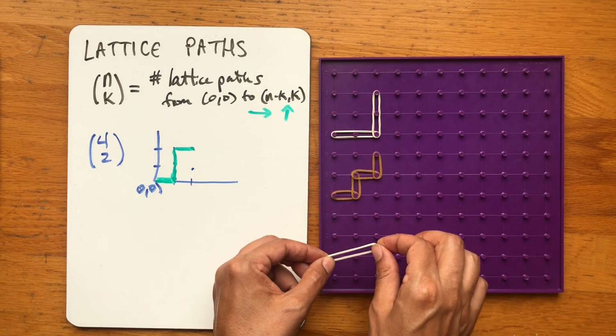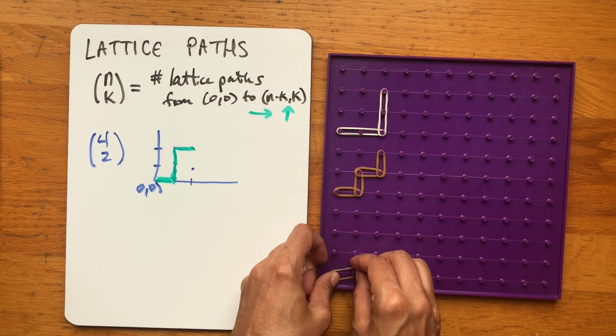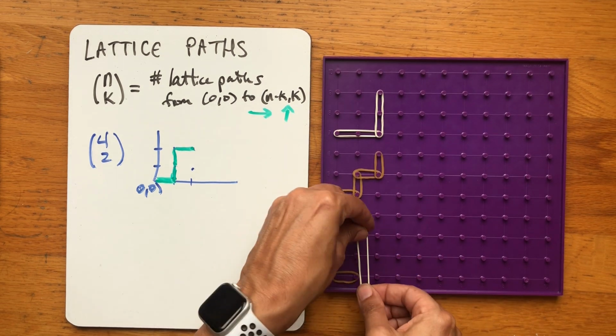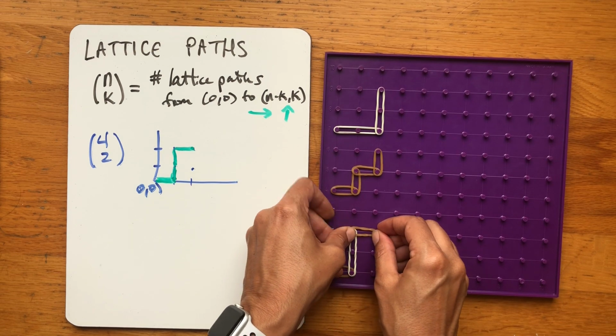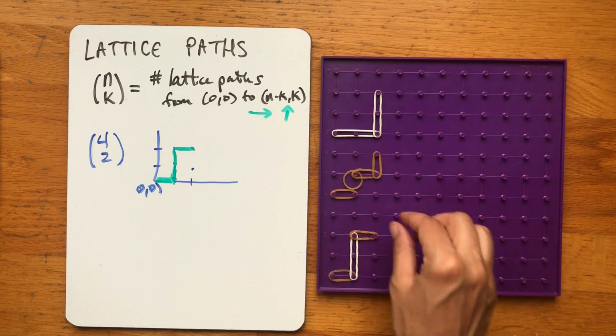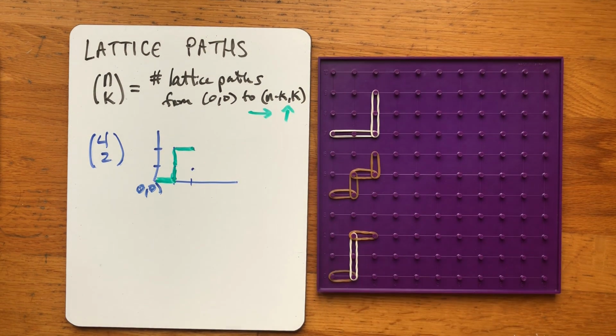Another path that we could do that we haven't done yet is, well, let's see. We could go over here, and then we can go up 2. This is the path that I've drawn here on the board. And then we can go over 1. So I believe I've now done all the ways that we could go over first.